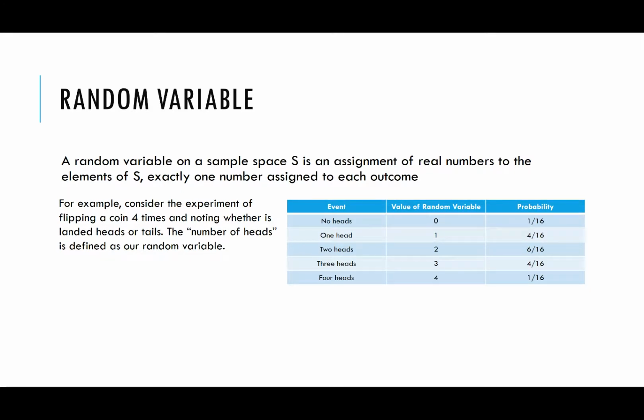In theory, of course. So a random variable, moving on from that, on a sample space S is an assignment of real numbers to an element of S, exactly one number assigned to each outcome. So basically, what I sum it up as is it's sort of the end result. It's sort of like your outcome. So in the last example, with the money, the random variable values are -1, plus 1.50, and -6, because those are the different outcomes.